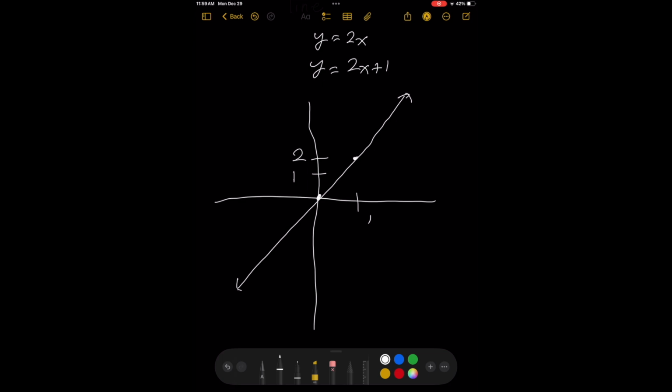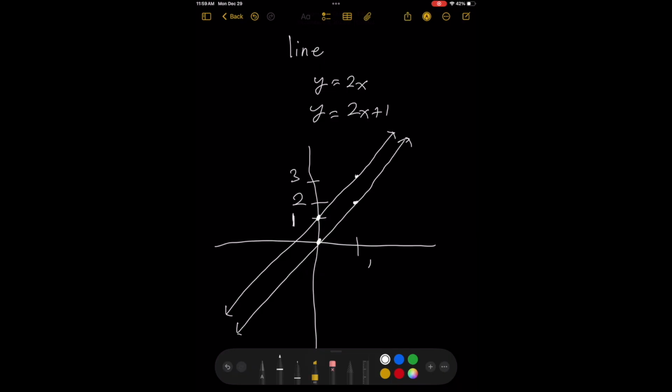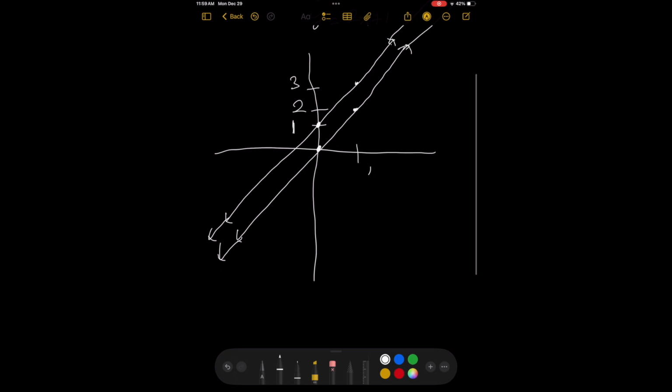Now, the y-intercept for this guy is 1, right? We're going to go up 2 over 1. If lines have the same slope and a different y-intercept, they're never going to touch. They're just going to keep going and extending on for infinity, but they will never intersect each other.